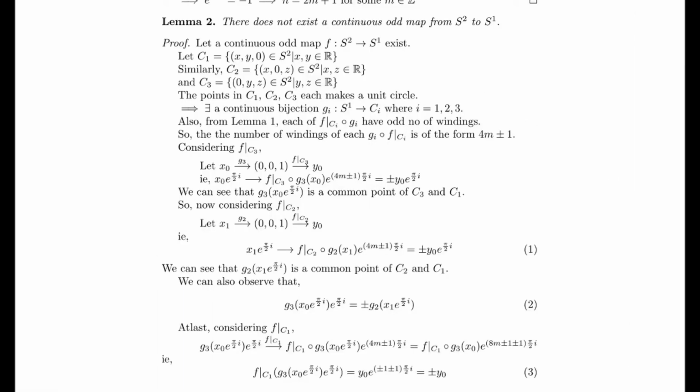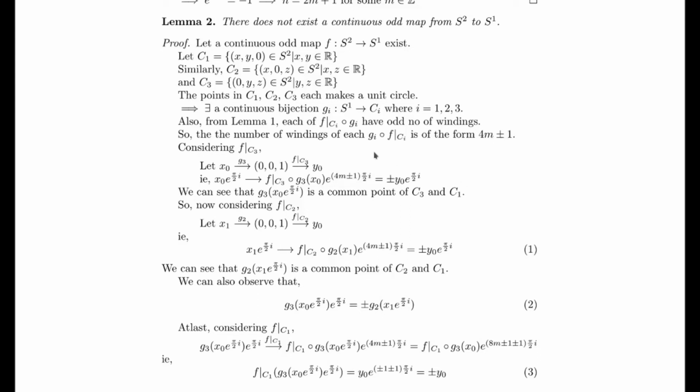As they are circles, obviously there exists a bijection from S1 to Ci. So we can call them Gi for each Ci, the bijections of course. As you can see, f restricted to Ci composed with Gi makes a map from S1 to S1. So from our lemma 1, they have an odd number of windings, and the number plus or minus 1 makes up all the odd numbers.